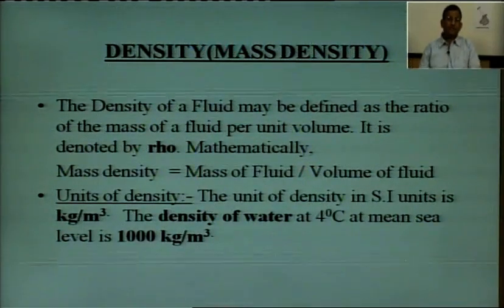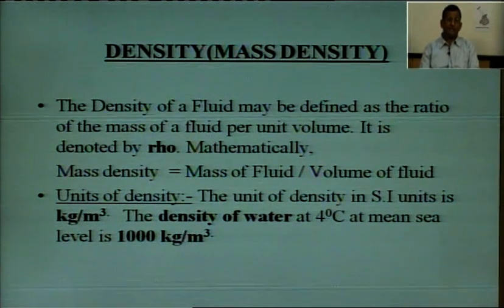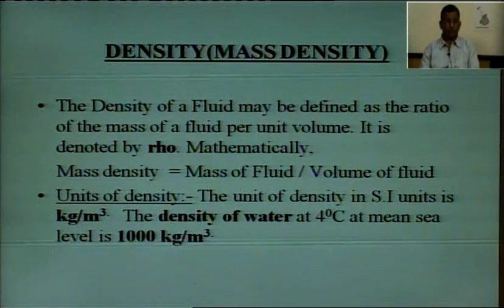First of all, the definitions. First comes the density, meaning mass density. The density of a fluid may be defined as the ratio of the mass of a fluid per unit volume. It is denoted by the symbol rho. Mathematically, the mass density is the mass of the fluid per volume of the fluid. The unit of density in SI units is kg per meter cube.